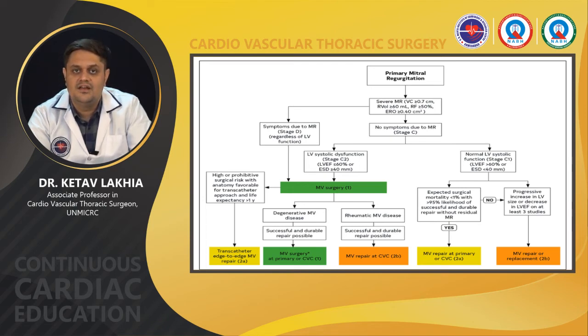In case there is severe MR with symptoms, that is stage D, that comes under symptomatic severe MR. Regardless of the LV function, the patient should be given the choice of MV surgery. And in this case, if there is a high or prohibitive surgical risk with anatomy favorable for a transcatheter approach and life expectancy of more than 1 year, only in those cases transcatheter edge-to-edge MV repair should be preferred, that is a class 2 indication. In this, the MitraClip can be used.